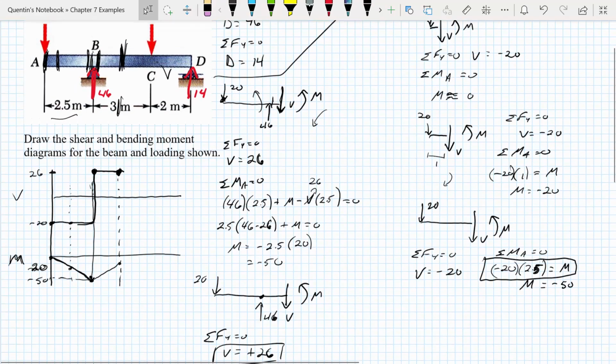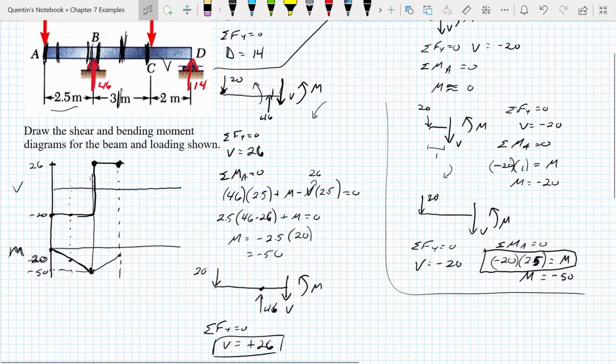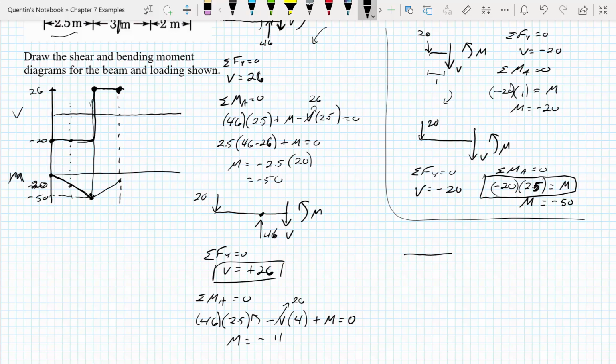Let's take it at a point just before point C. Sorry, it's getting kind of messy. We will show you cleaner, faster ways to do this, but this is a good exercise. We're going to have this same thing. We have 20 coming down here. We have 46. We have V and M. The sum of my forces in y equals 0 tells me that V is still 26. So now we're talking about this point right here, and this still hasn't changed.